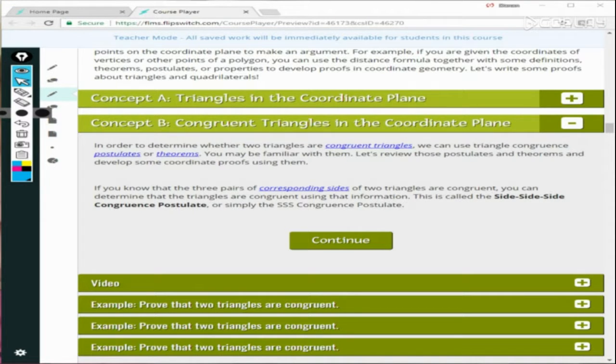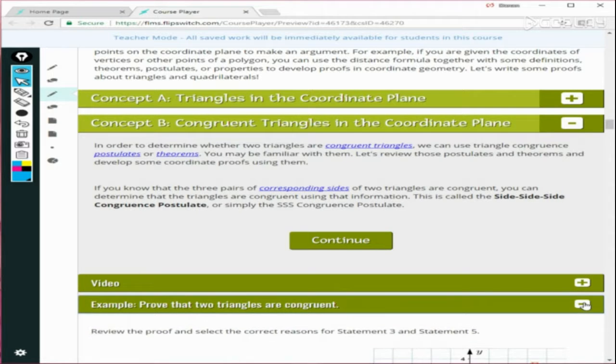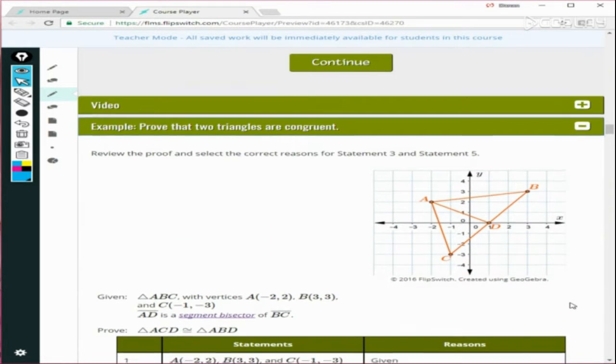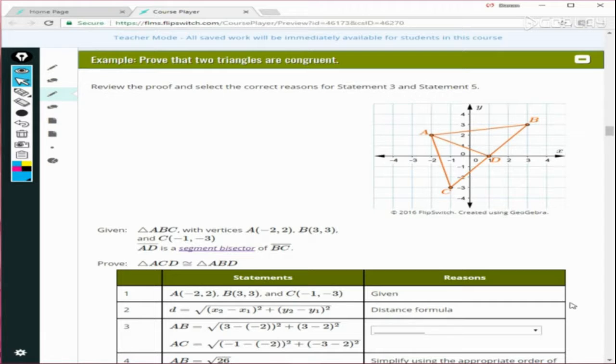Alright guys, welcome to lesson 2, concept B, congruent triangles in the coordinate plane. We're going to step through the example, prove that two triangles are congruent. We're going to go through this just as an explanation along with what is written. So review the proof and select the correct reasons for statement 3 and statement 5.